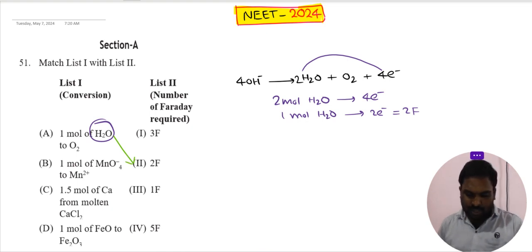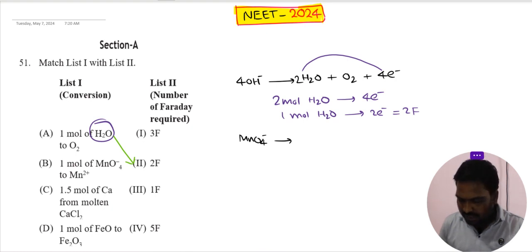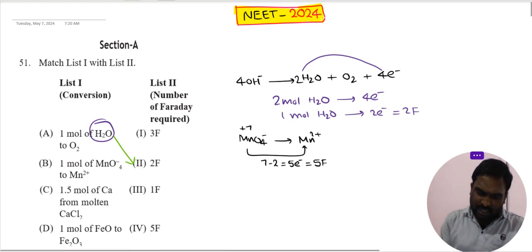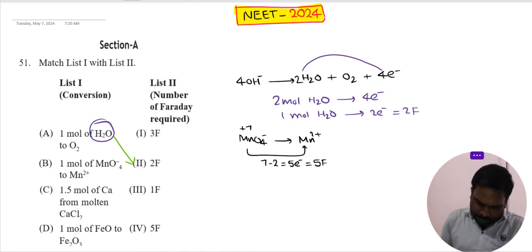second one. Now permanganate MnO4 minus is converted into Mn2 plus. You can calculate the change in oxidation number: 7 minus 2, that is 5. 5 electrons means 5 Faradays. So which is correct? 5 Faradays.